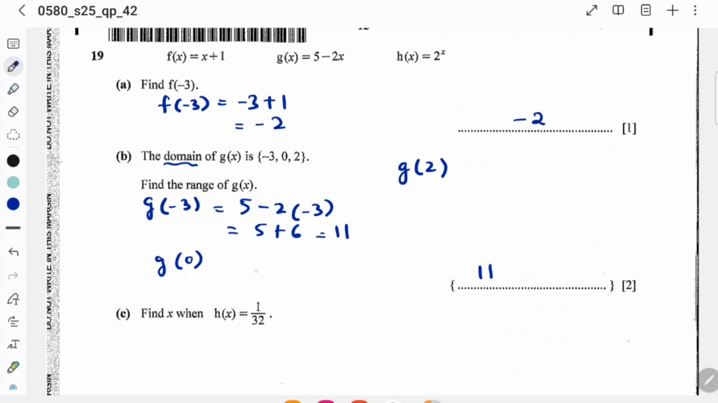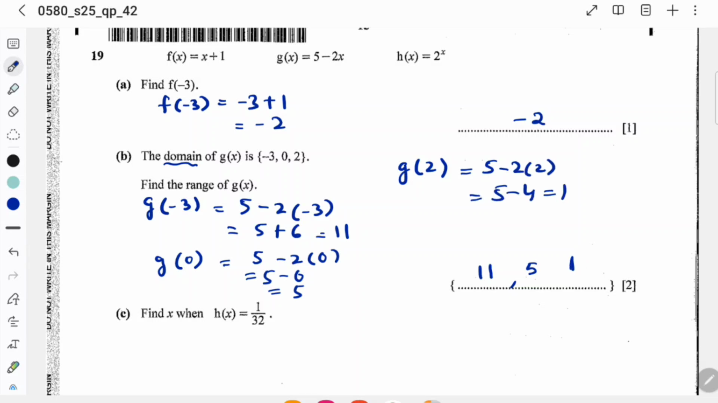Then g of 0. Write down in the same order because this is given as a set. So if it is the domain, then this is the range, like this. You'll have to write down in the same order. So g of 0 is 5 minus 2 times 0, 5 minus 0 is 5. So the next answer is 5. Now the next one is g of 2: 5 minus 2 times 2, 5 minus 4 is equal to 1. The last answer is 1.